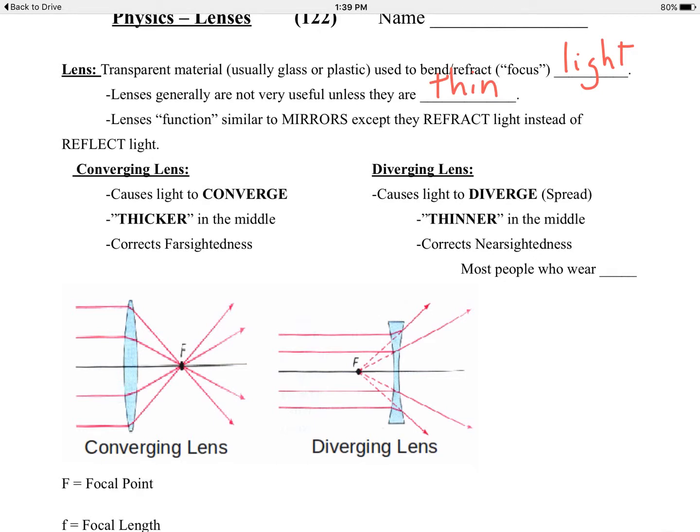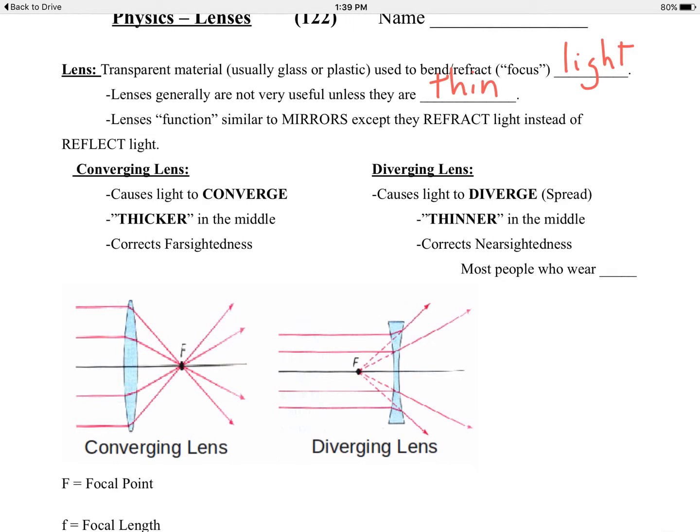They function similar to mirrors. We use basically all the same terminology we use for mirrors, except they refract light instead of reflect it. We want the light to pass through the lenses and not bounce off them like they do with mirrors. Just like with mirrors, there are two types: the converging and the diverging.